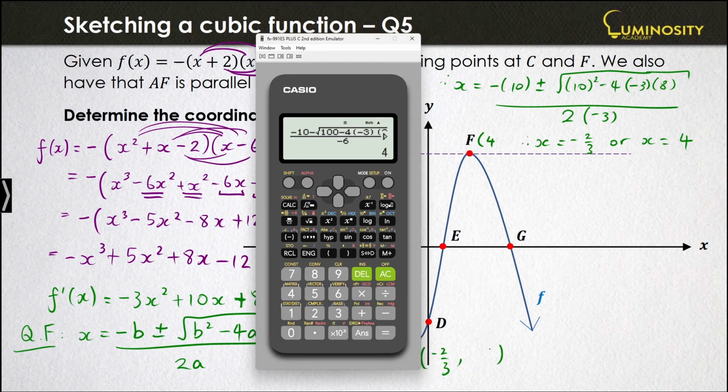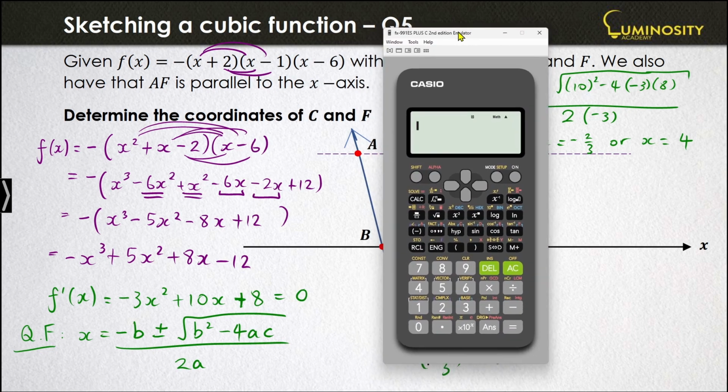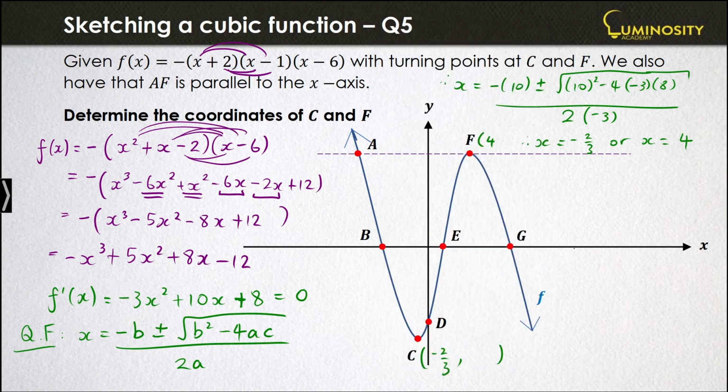So what I'm going to do is, on my calculator, push 4 and store that in A. And then I'm going to put negative 2 divided by 3, and that's going to go shift store B. Now I could put it in the original function we're given or that expanded function. I'm going to put it in the function we're given: negative, alpha A plus 2, then another bracket, alpha A minus 1, and then alpha A minus 6. So when x equals 4, we get 36. And that makes sense because you can see it's above the x-axis, so it's on the positive y side.